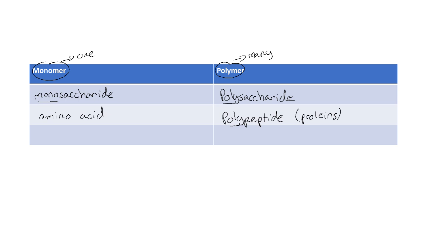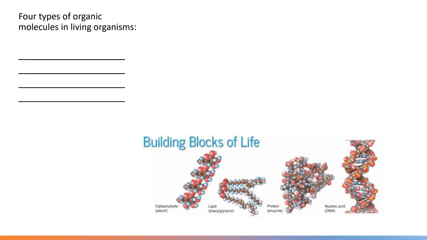And then finally, we're going to talk about a polynucleotide. These are also known as nucleic acids, and things like, for example, your DNA. A polynucleotide is going to be a big chain of different monomers called nucleotides. A nucleotide.